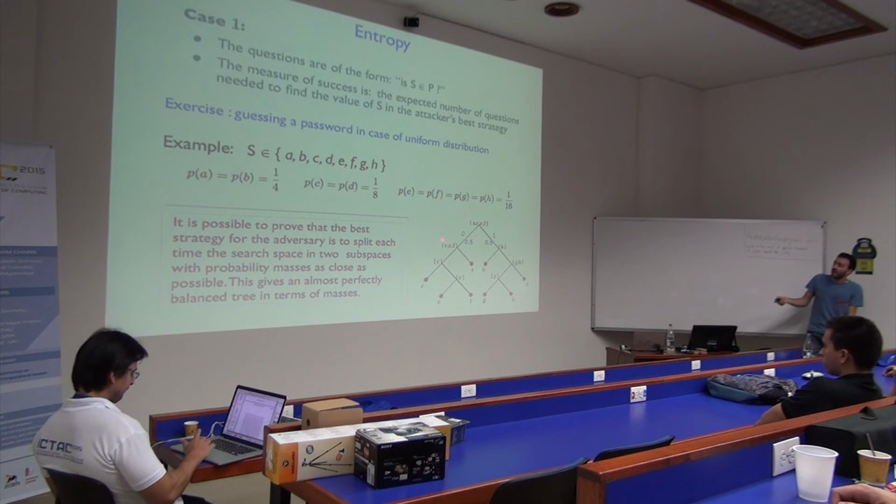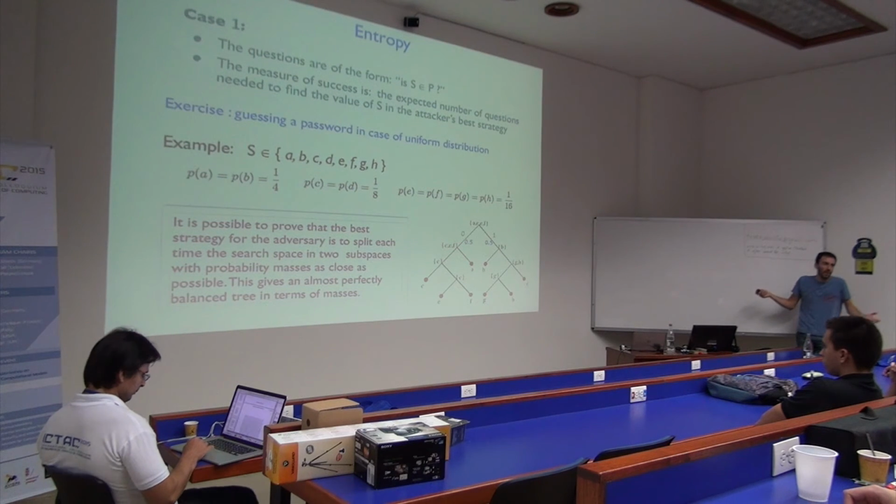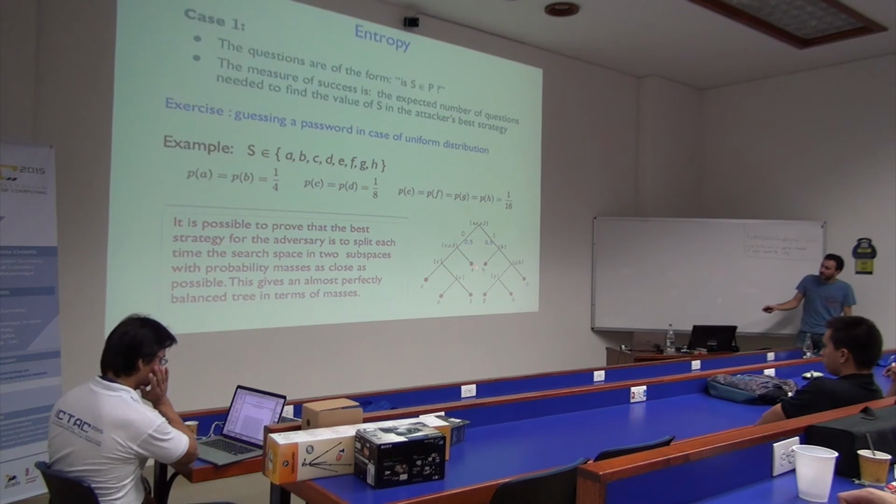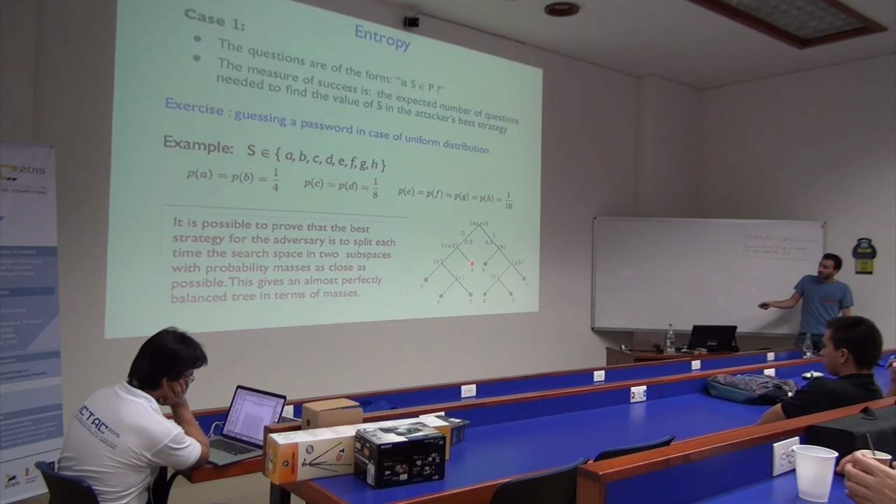Okay? And if I have a negative answer, then I know the secret must be A, because it belongs to this set and it doesn't belong to this set, so it must be A. Right? So we see that if the secret is A, I'm going to need just two questions to figure it out.